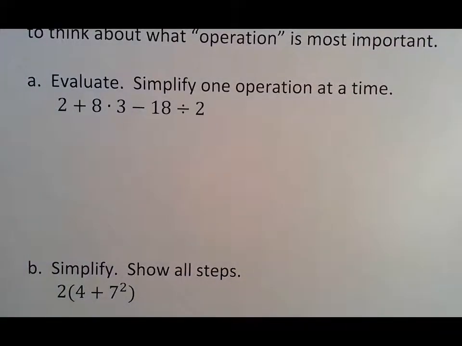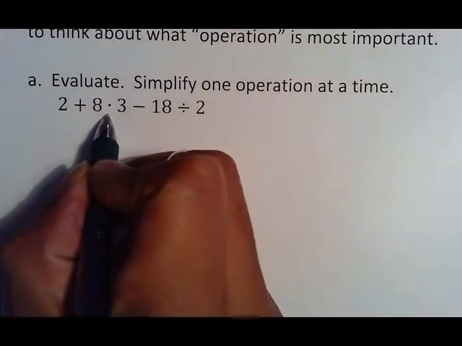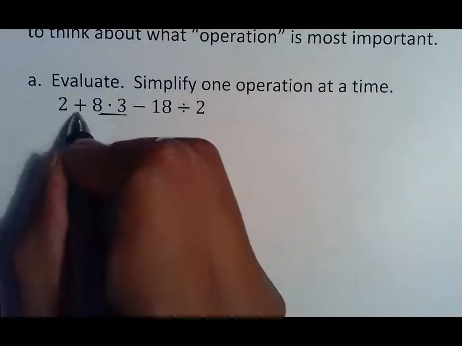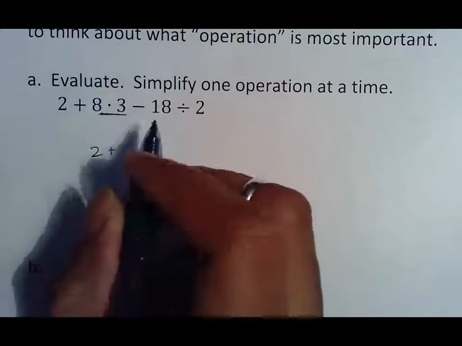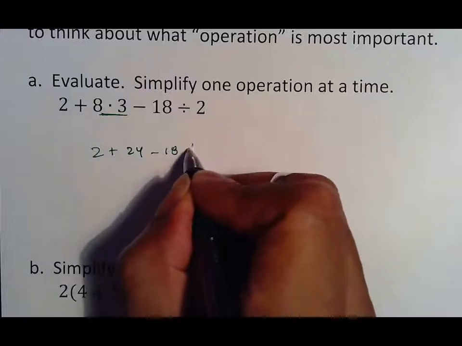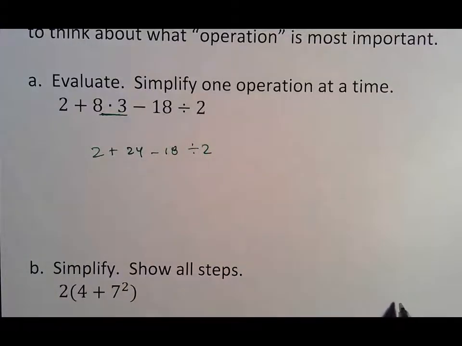Well, the teachers are multiplication and division, and the first teacher in line is there. So you rewrite the 2 and the plus. You turn 8 times 3 into 24, and then you rewrite everything after. So minus 18 divided by 2.